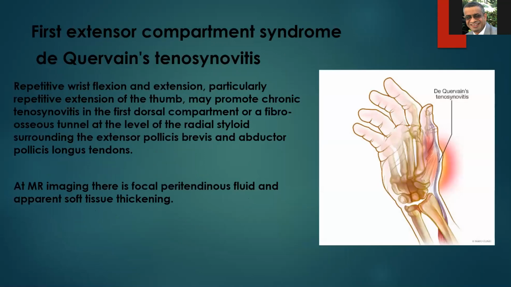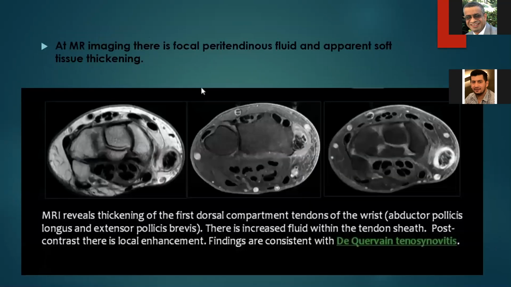First extensor compartment syndrome, de Quervain tenosynovitis. Repetitive wrist flexion and extension, particularly repetitive extension of the thumb, may promote chronic tenosynovitis in the first dorsal compartment, a fibro-osseous tunnel at the level of the radial styloid, surrounding the extensor pollicis brevis and abductor pollicis longus tendons. At MR imaging, there is a focal peritendinous fluid and appearance of tissue thickening.